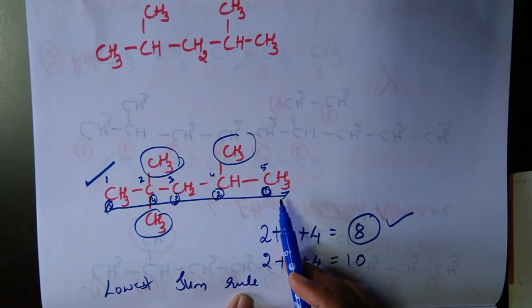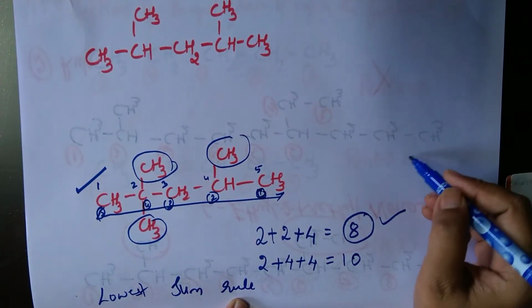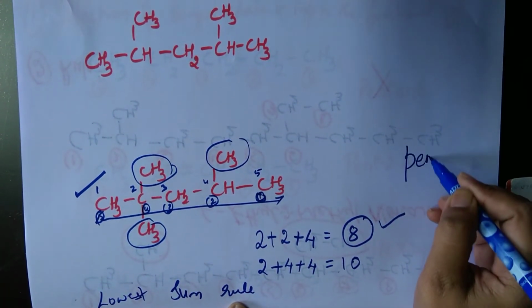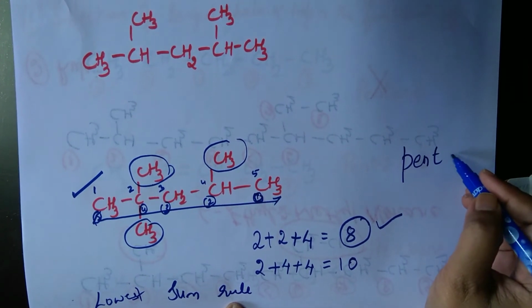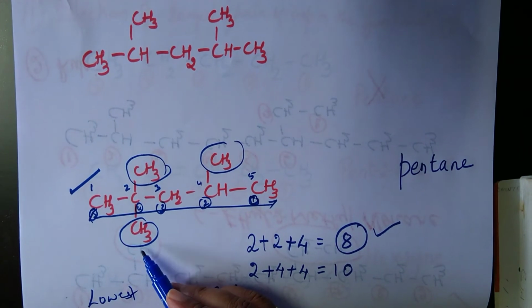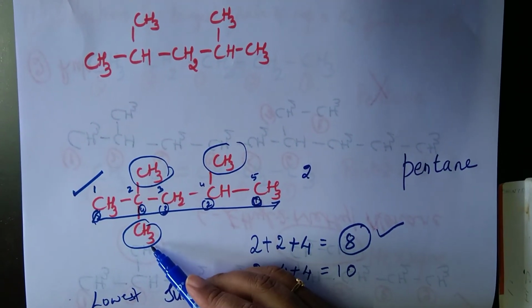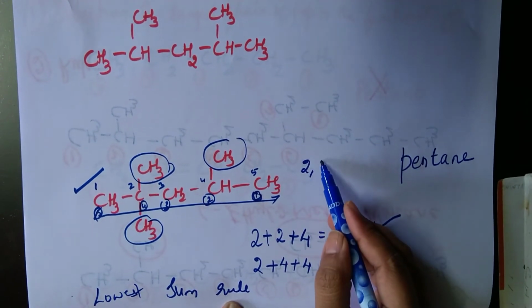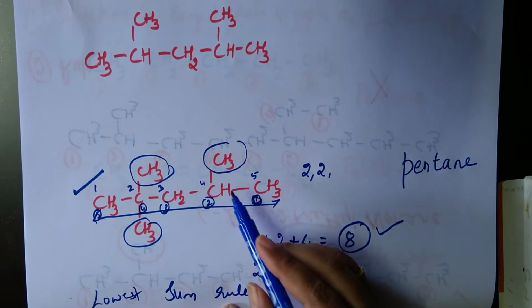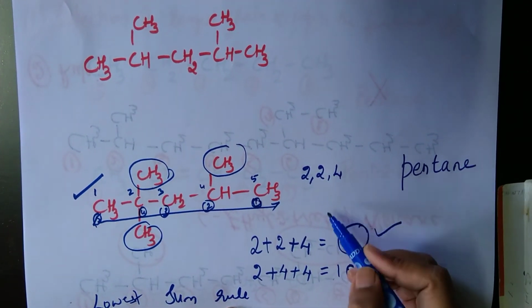So the longest carbon chain has been selected. How many carbon atoms are there? 5. So the root word will be pent. Single bonds are there, so A-N-E. On carbon number 2, I have a methyl group, so I will write 2. Then where is another methyl group? On carbon number 2 only. So 2, 2. Where is the other methyl group? On carbon number 4.